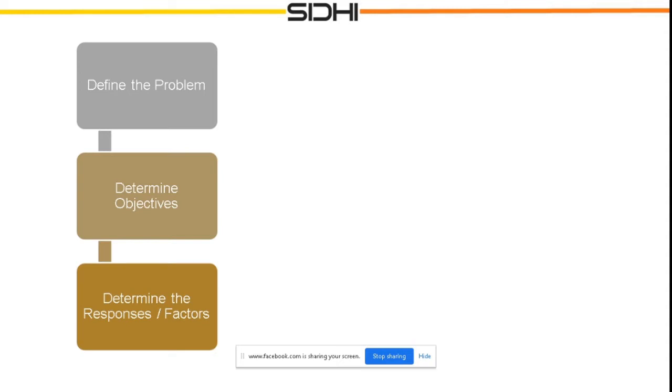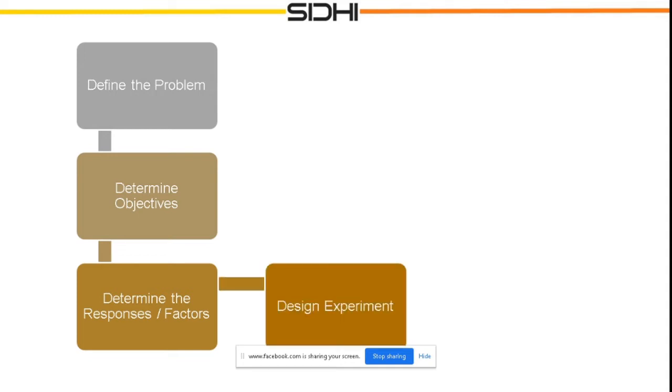Determine the responses and the factors. So what are the data that you need? What are the conditions that you need to impose? So that's the important thing that you need actually, and it has to be related to your objectives. Then you have to design your experiment. So your experiment should be your way to answer your objectives. Okay, and then your experimental design will actually dictate how are you going to measure these responses and how are you going to control the factors.